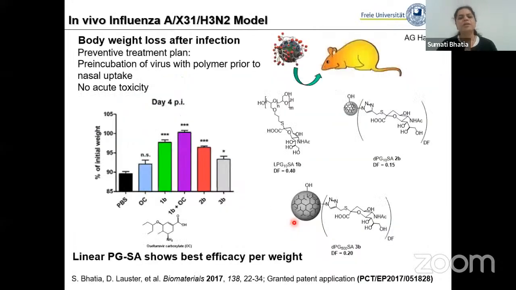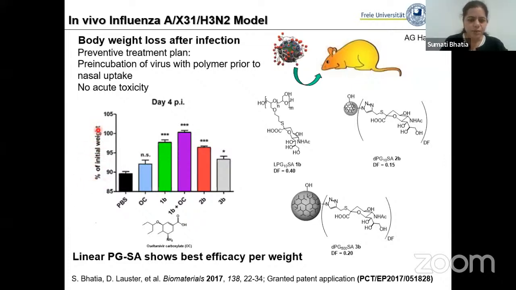And now we did different types of tests, but I don't want to go into all those infection tests. But finally, we brought 3 compounds into the in vivo, into the mouse model. So let me tell you, it is still a prophylactic test, where the compounds are incubated with the virus first, and then they are administered into the mouse nose. And first of all, no mouse died because of any acute toxicity. So these compounds were not toxic.